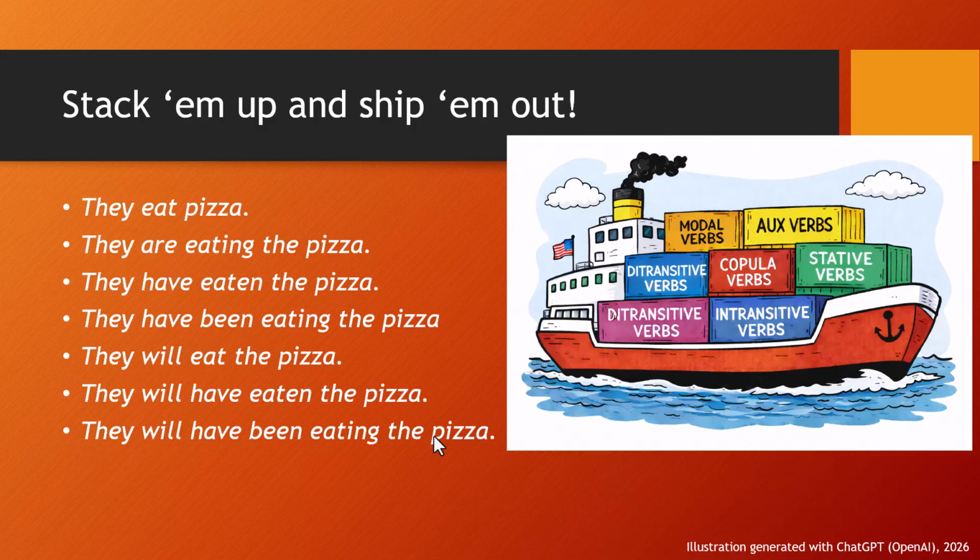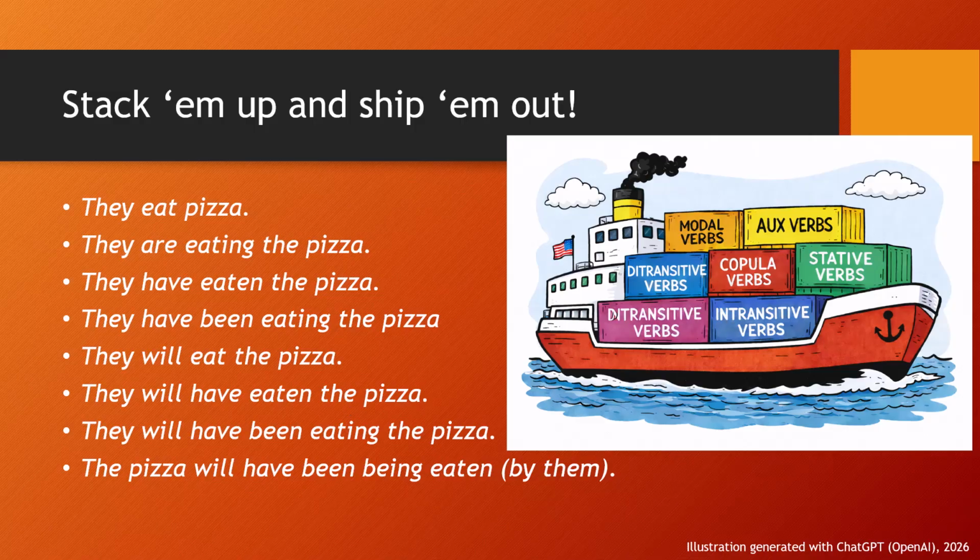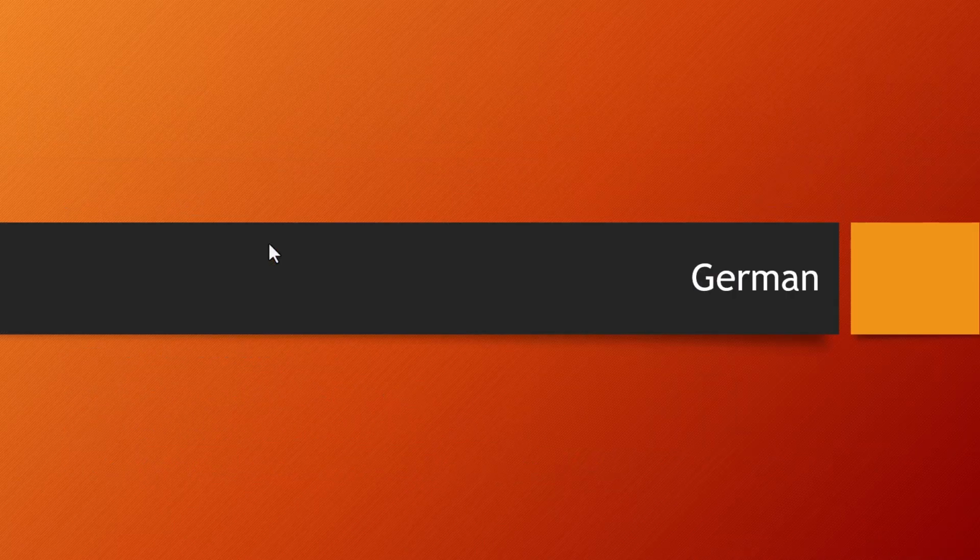And then you can make that whole thing passive if you want to, and you can get five verbs all in a row in English and say "the pizza will have been being eaten by them." Right? And again, just to notice, the main verb is still always at the end of the row of verbs, but not necessarily at the end of the sentence, right? The object is coming after the verbs in English. Okay, so let's switch to German real quick and see what we can see.